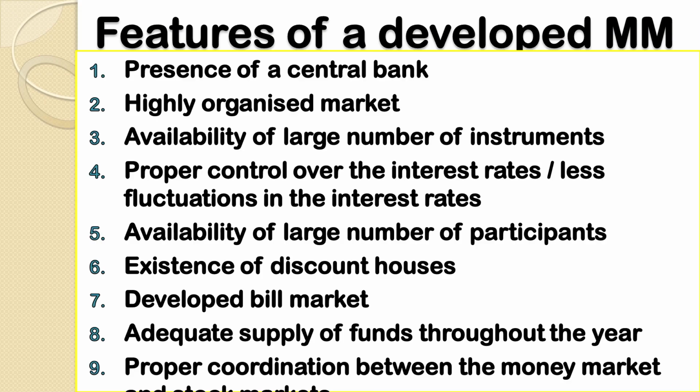And the last important feature is there must be proper coordination between all the segments of the money market. There must be proper coordination between all the commercial banks of that market. There must be proper coordination between the banks and other segments with the capital market of that particular country. So if there is coordination between the money market and capital market and all other intermediaries, then that market might be regarded as a developed money market.